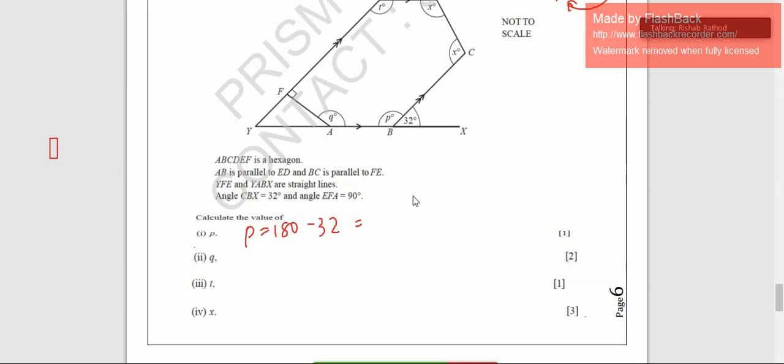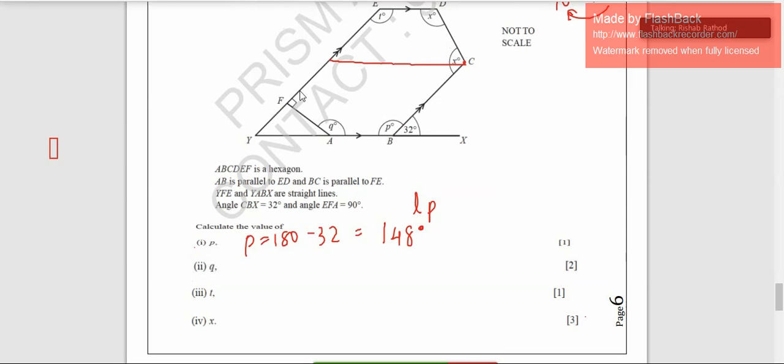Correct, no? It's a linear pair. 148. Now Q. From here, what you do is draw a line from C. You need to make a straight line from C. This is 90, so this also becomes 90.